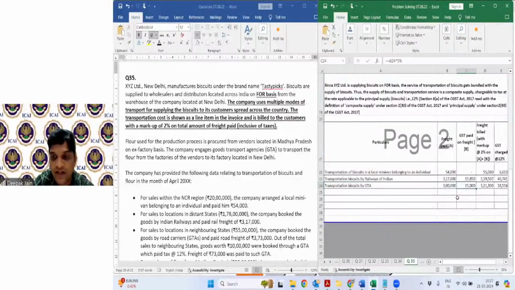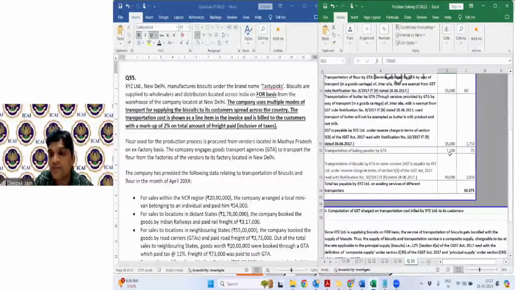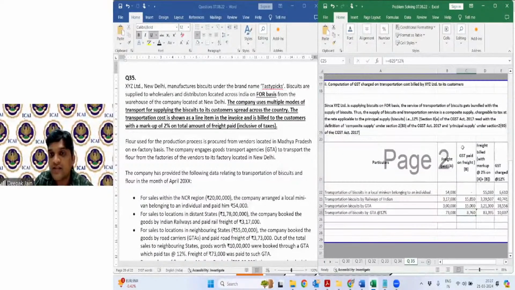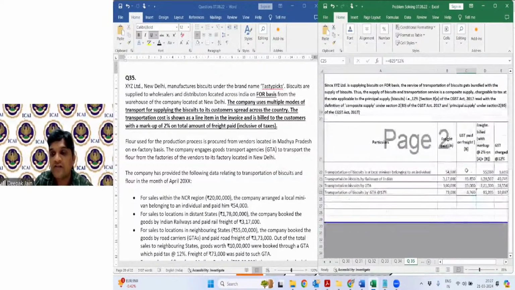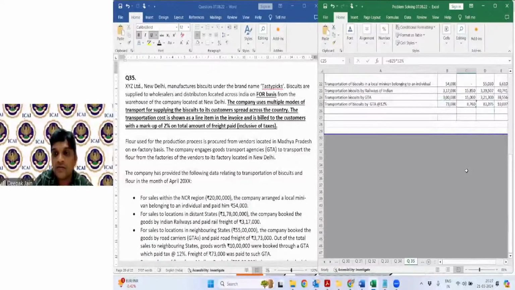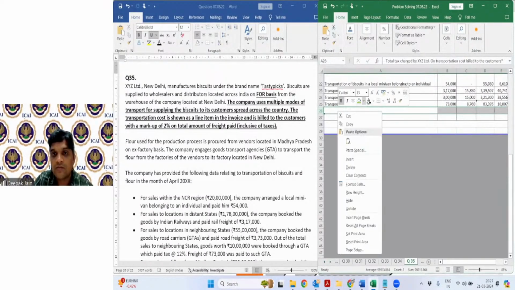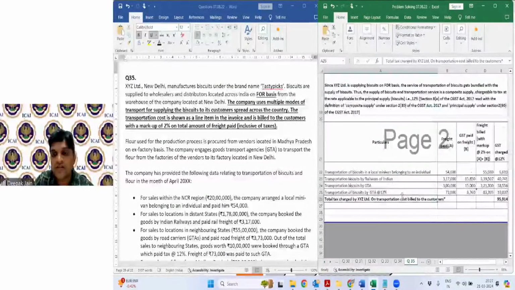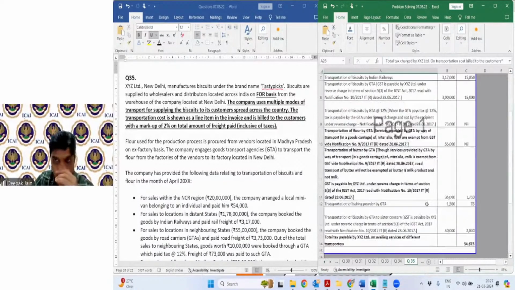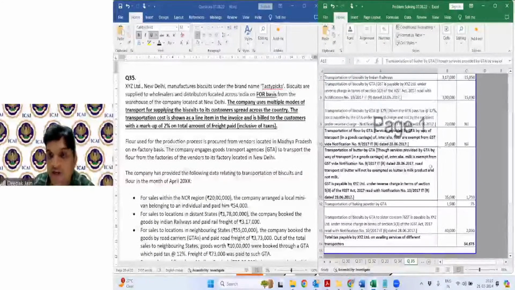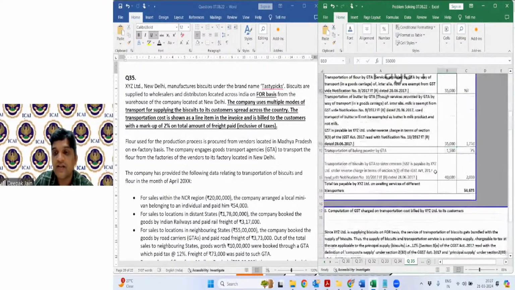Then transportation of biscuits by GTA, again take the value. Then transportation of biscuits by GTA, again at 12%. Whatever the value above is, I will take it line by line. And is there any tax? Then I will take the tax and add the markup. Total tax charged by XYZ on transportation cost billed to customers. Only to customers. When I am purchasing myself or selling to another GSTN within the same entity, then I will not include it.